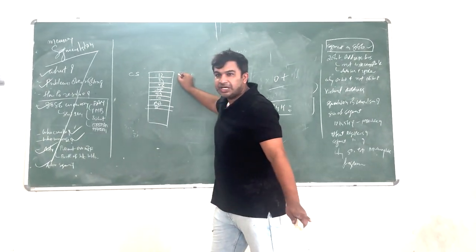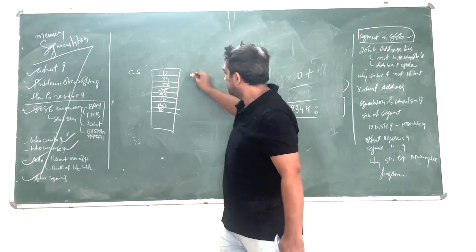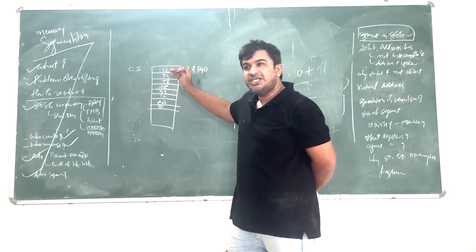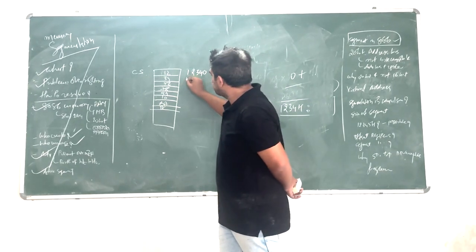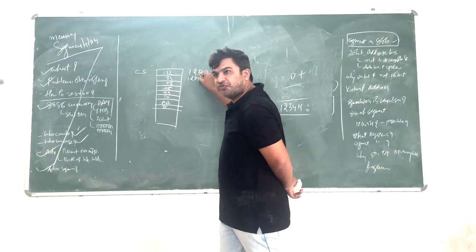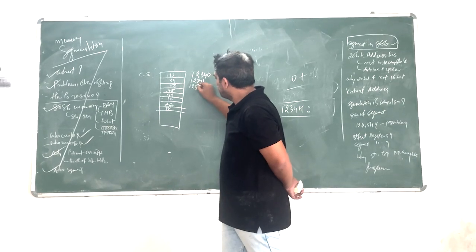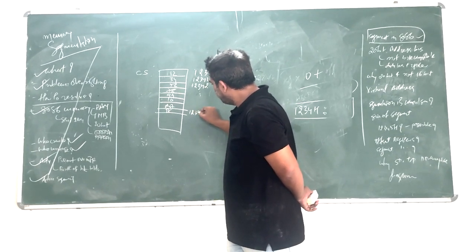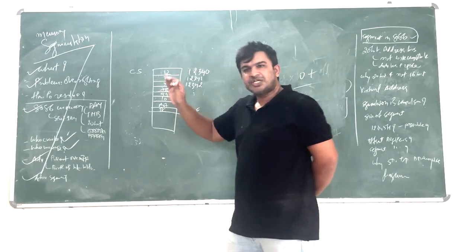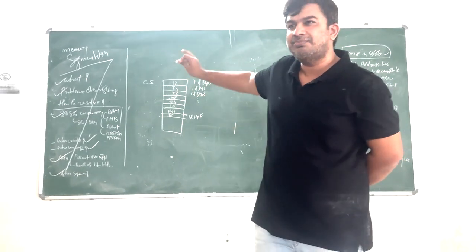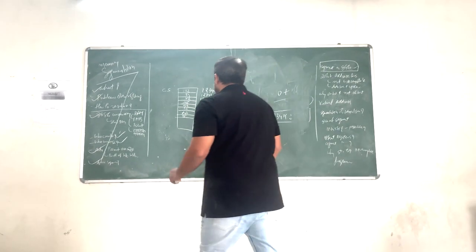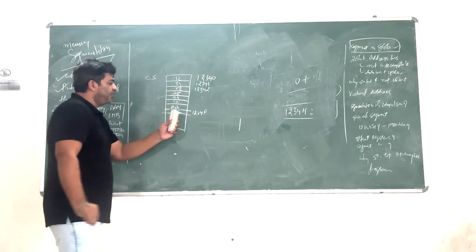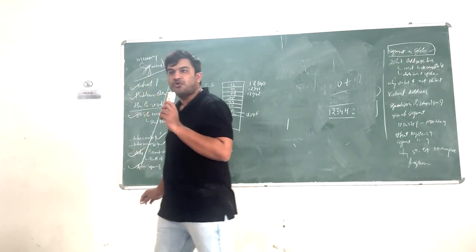Now the physical location of this is 12340. Each location is of 1 byte. So the next location is 12341, then 12342. Suppose this is written 1234F. Assume that there are some more bytes available over here. Suppose CC is stored on location 1234F.